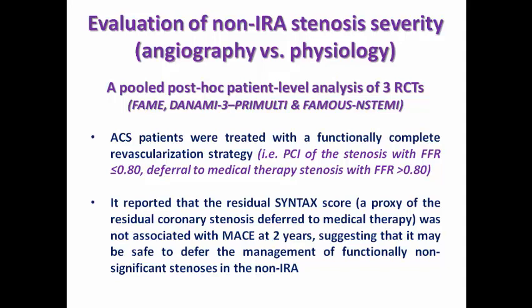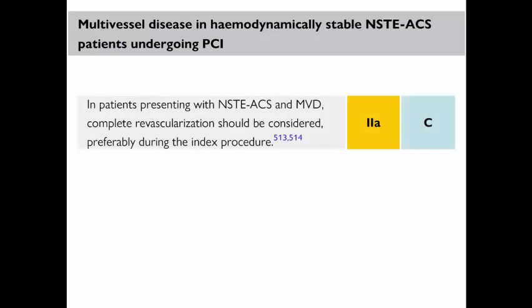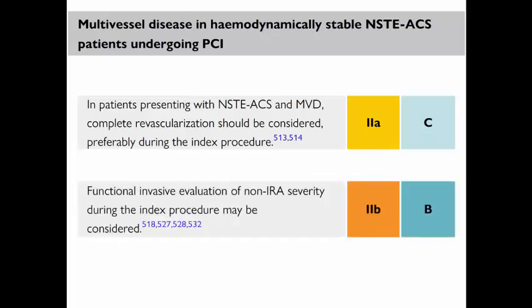related artery. So the recommendation so far for those with hemodynamically stable non-ST elevation acute coronary syndrome and multivessel disease is that complete revascularization is just class 2A for those patients during the index procedure, and functional invasive evaluation for the non-infarct related artery severity using FFR or iFR during the index procedure may be considered, just a class 2B recommendation.